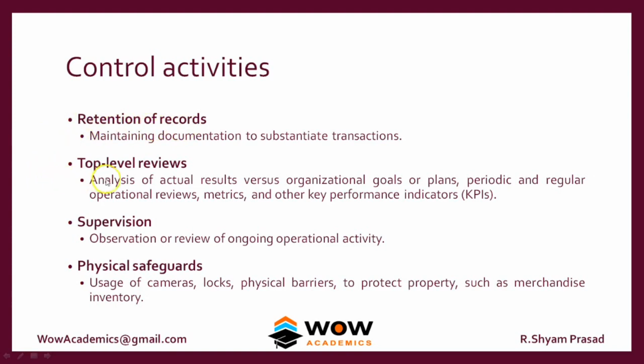The next one is called top level reviews. The people at the lower level can indulge in some kind of error or fraud. So periodically the top level management has to ensure how these lower level people are working. How do they know that? The top level managers get reports like the month on month sales report, the month on month purchase report, the total cash flow statement, and the profitability statement per month. Through these they can have effective control over what is happening.